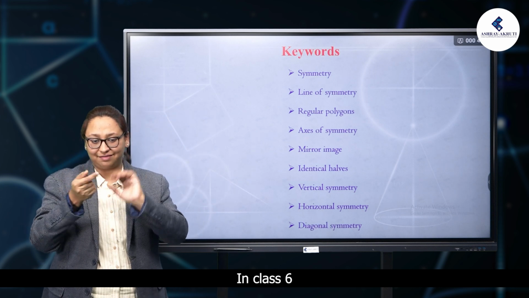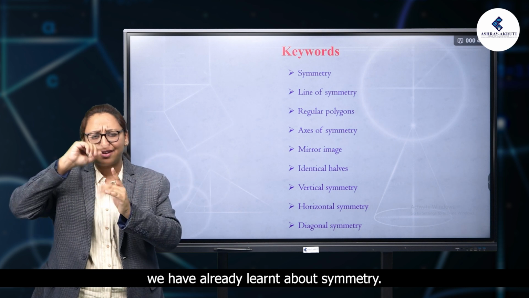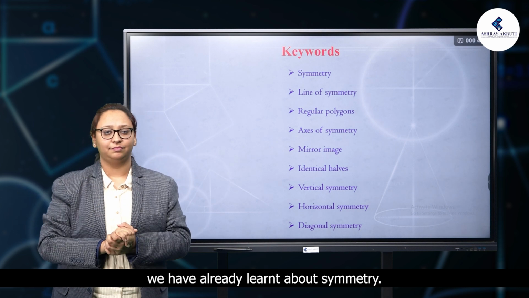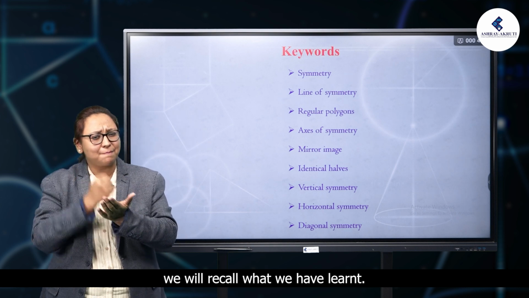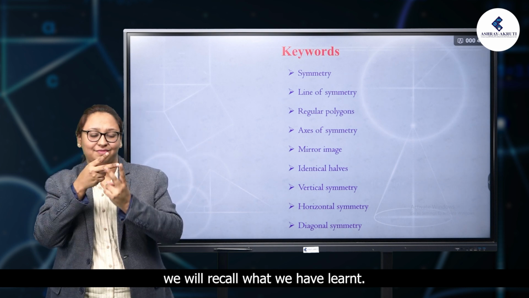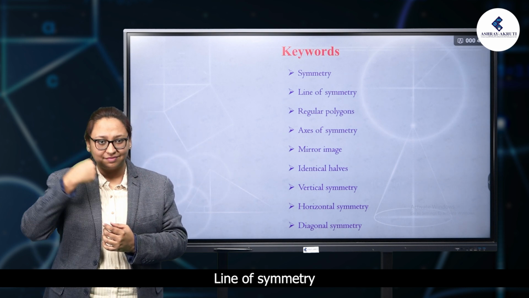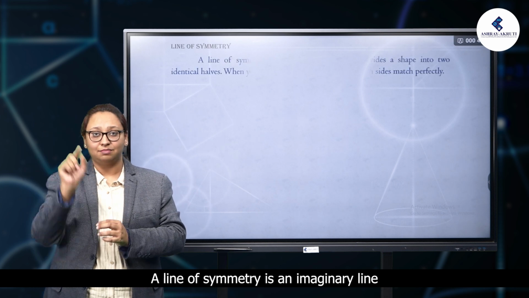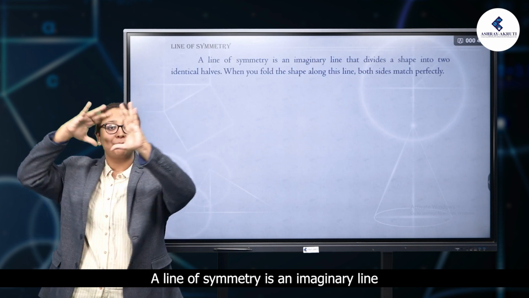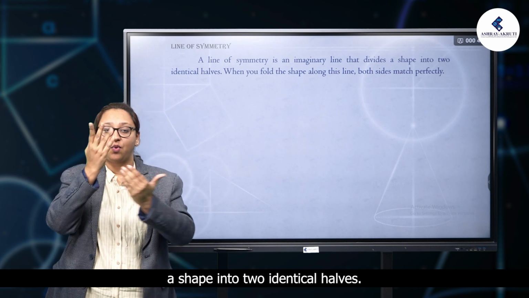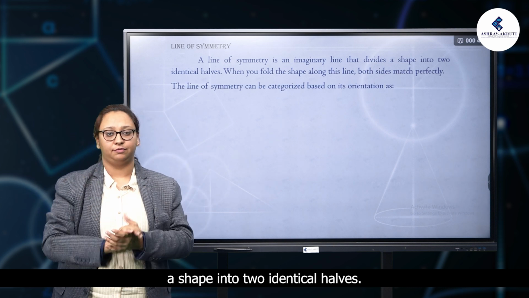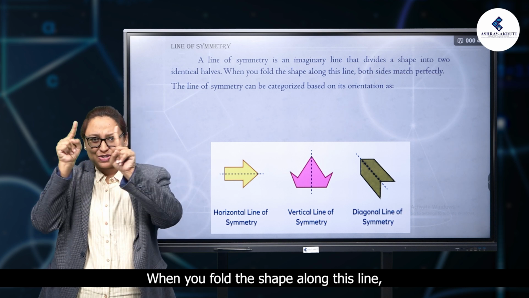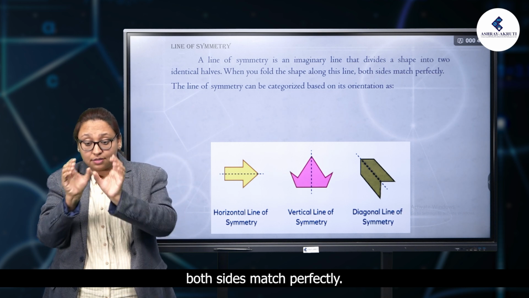In class 6th, we have already learnt about symmetry. Once again, we will recall what we have learnt. Line of symmetry. A line of symmetry is an imaginary line that divides a shape into two identical halves. When you fold the shape along this line, both sides match perfectly.